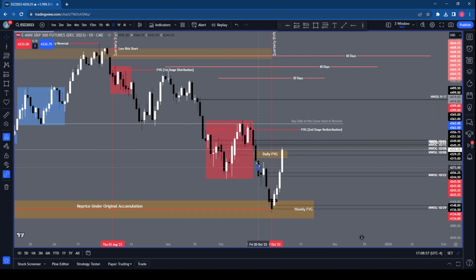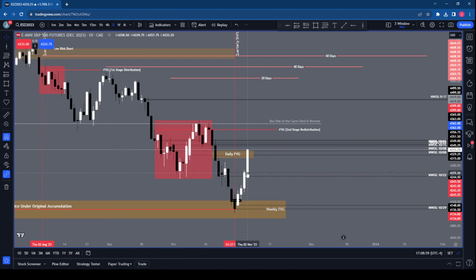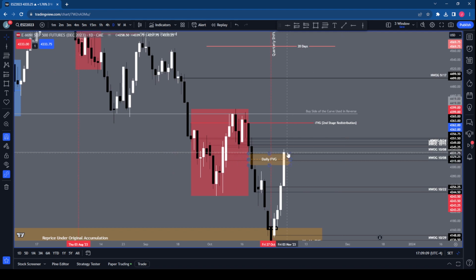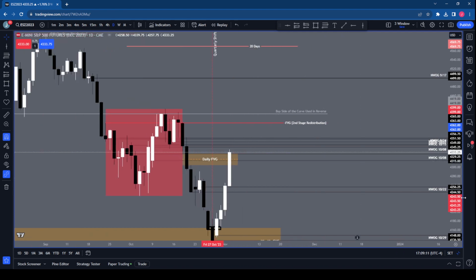We have this little swing high right here, but as you can see today, we blew through that. So the levels I'm watching after that are this daily fair value gap. I think we already closed the trading day, so we closed above it.